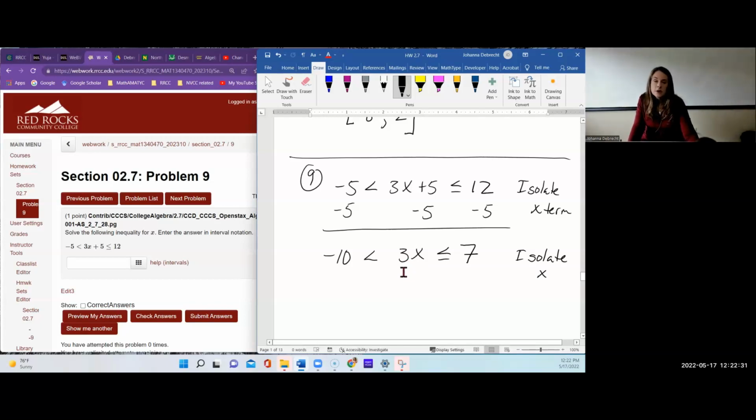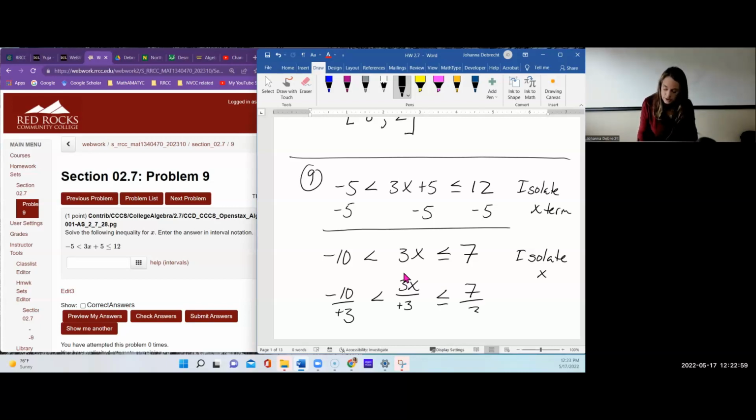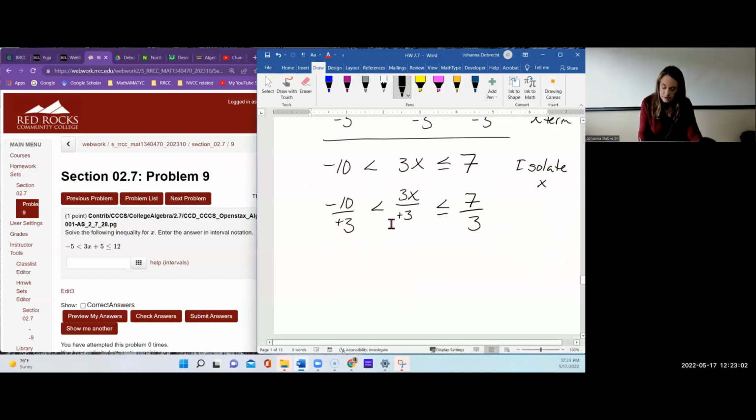When I do this, note that if this had been a negative number, I would not have been able to avoid that rule where we have division by a negative reversing the symbols. In this case, though, the 3x is positive, so I'm dividing by a +3, which will not reverse the symbols, even though this has a negative on the 10. The number I'm dividing all three parts by is positive, so I do not reverse the symbols. This leads to -10 over 3, strictly less than x, less than or equal to 7 over 3.